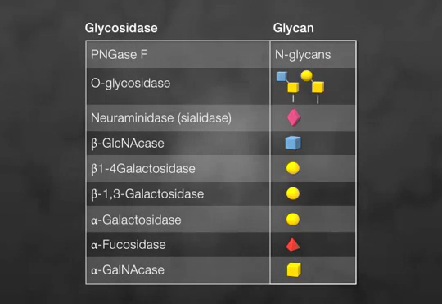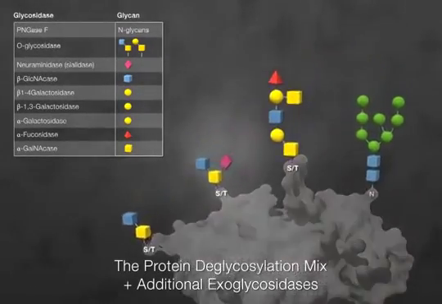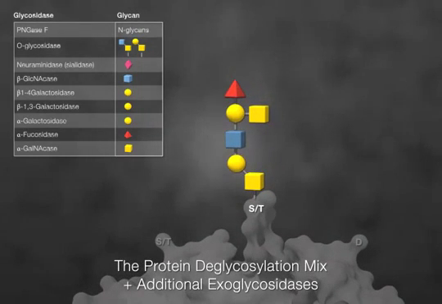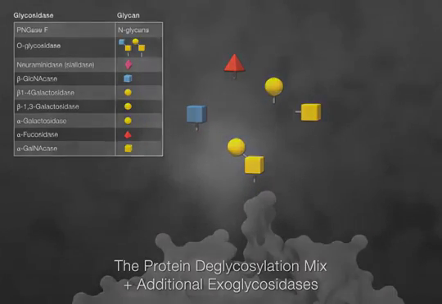Additional exoglycosidases, for instance, beta-1,3-galactosidase, alpha-galactosidase, and fucosidase, can be used along with the protein deglycosylation mix. Some glycoproteins have O-glycans that are resistant to the protein deglycosylation mix. However, additional glycosidases can be used along with the protein deglycosylation mix to facilitate the removal of the glycan. In this example, fucosidase and alpha-GalNAcase are used, and the resistant glycan is removed.